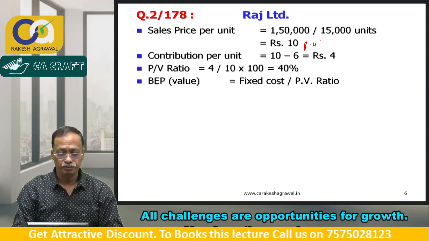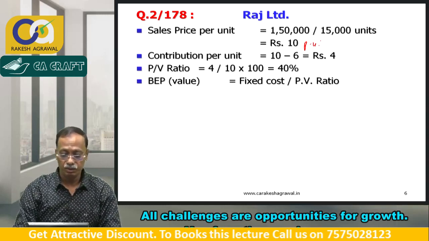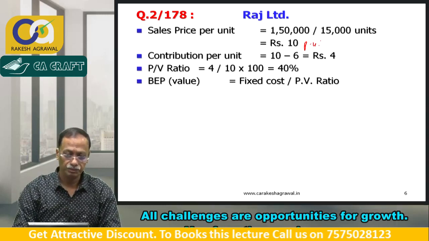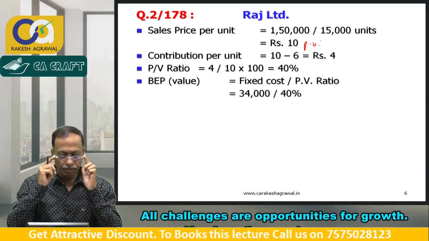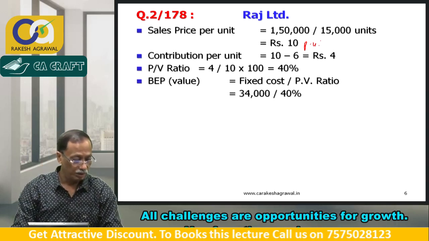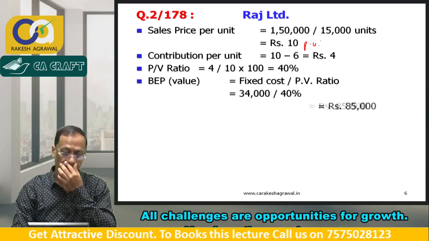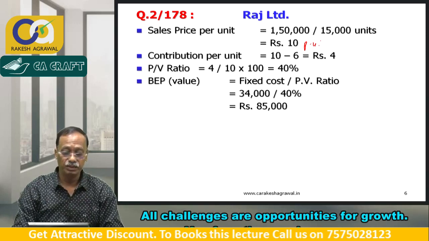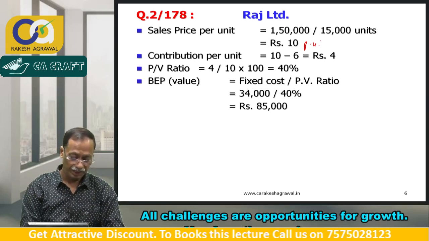BEP in value is equal to fixed cost upon PV ratio, which is equal to rupees 34,000 divided by 40%. That is rupees 85,000.